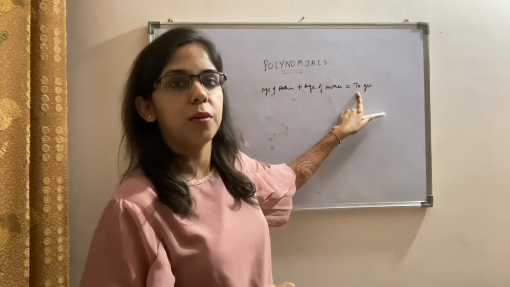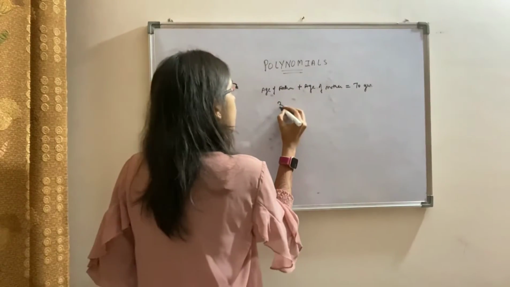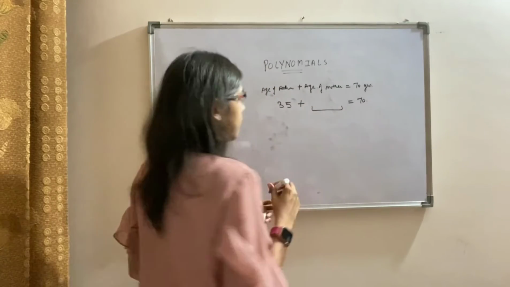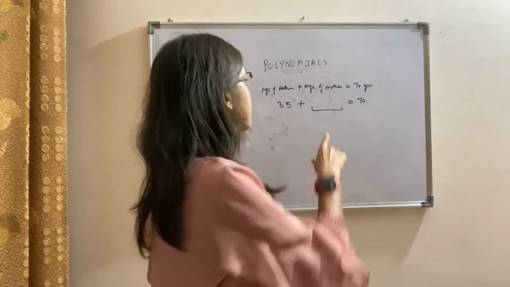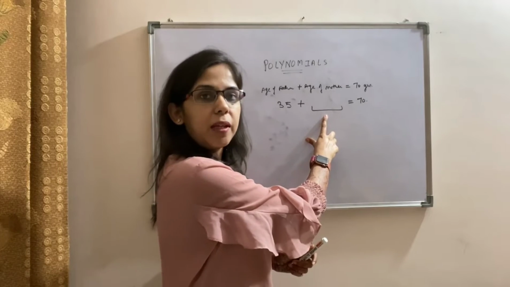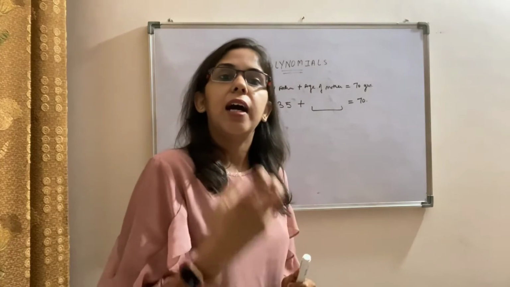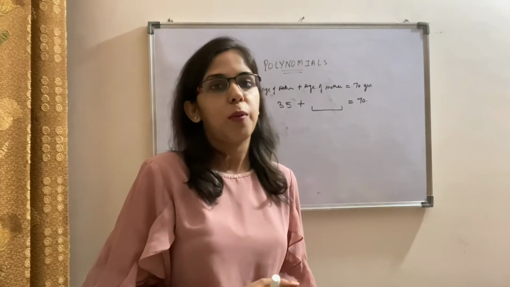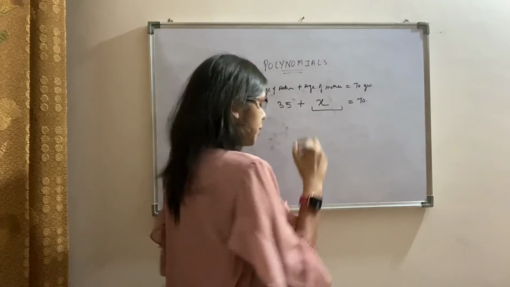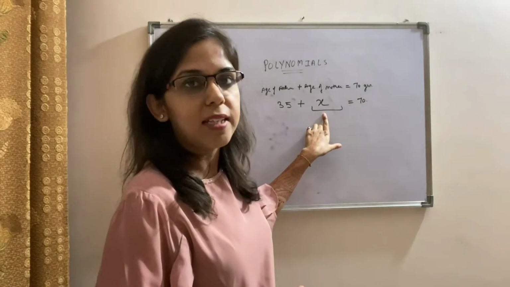And she also told us, suppose, that the age of her father is 35 years. She has told us the age of father, but she has not told me the age of her mother. Since I don't know the exact age of mother, it's unknown for me, so I can take any variable here. To represent an unknown quantity, we always take the help of a variable. So I have written a variable x, because she has not told me the exact age of her mother.